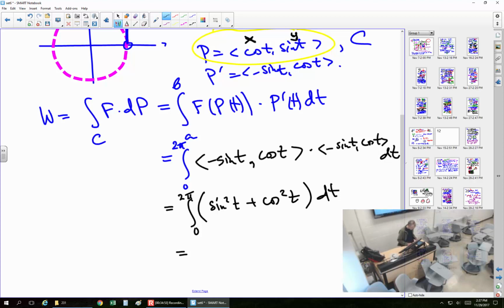What's the answer? 2 pi. 2 pi. So this is 1, the sum of the squares, and the answer is 2 pi.